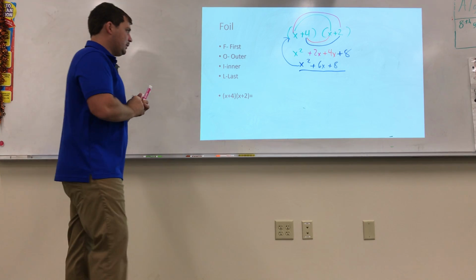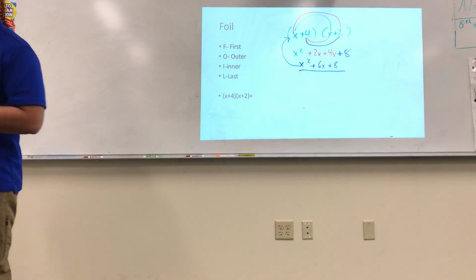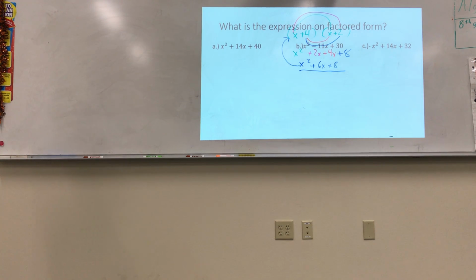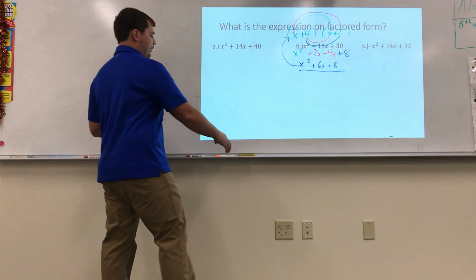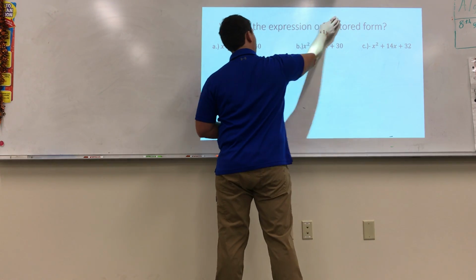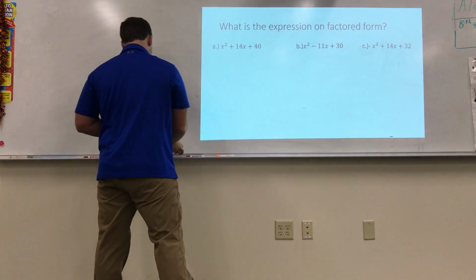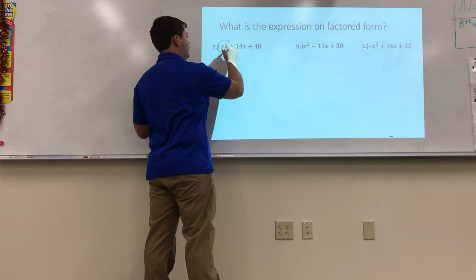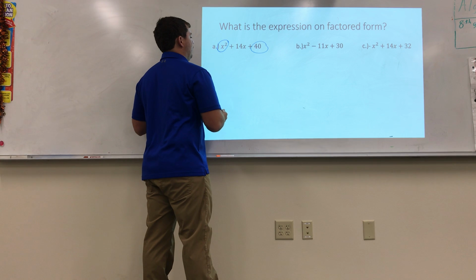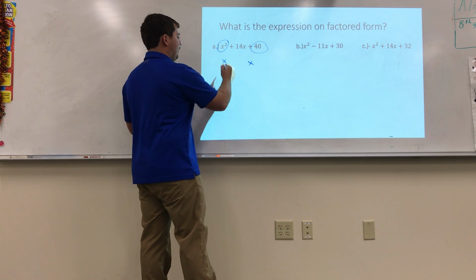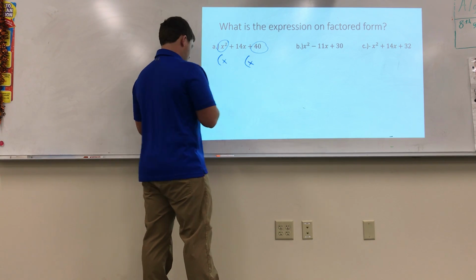So we are basically unfoiling, if you want to think of it that way. One thing that I always teach kids when I do this is the factors have to come from this and this. So right away, you probably have x and x. Okay, we have that point.